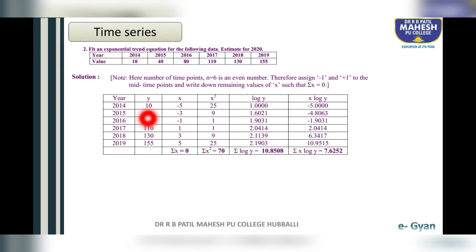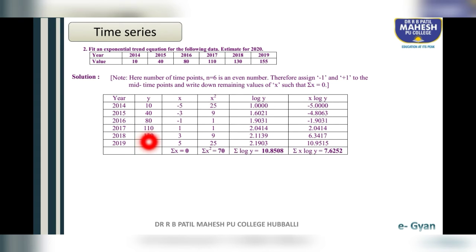Here, the first y value is 10, so log of 10. First you count the digits. Here the total digits are 2, so 2 minus 1 is 1. Log of 10 under 0 is 0, so 1.0000. Next, log of 40. Digits are 2, so 2 minus 1 is 1. Log of 40 under 0 is 6021, so 1.6021. Then log of 80. Two digits, 2 minus 1 is 1. In the logarithm table, log of 80 under 0 is 9031, so 1.9031.